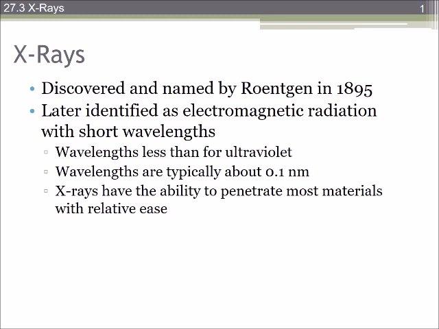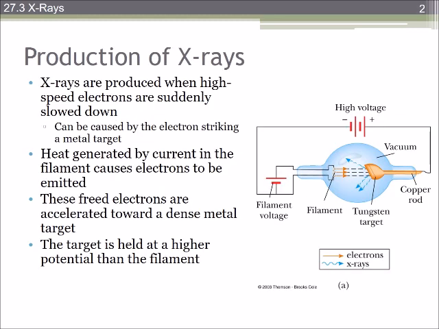So x-rays were discovered by Röntgen in 1895 and identified as an electromagnetic radiation with a very short wavelength. Wavelengths were less than ultraviolet, typically around 0.1 nanometers, and x-rays are able to penetrate most materials with relative ease, which is why we use them for imaging, because we get a different amount of penetration for dense material like bones versus soft material like tissue.